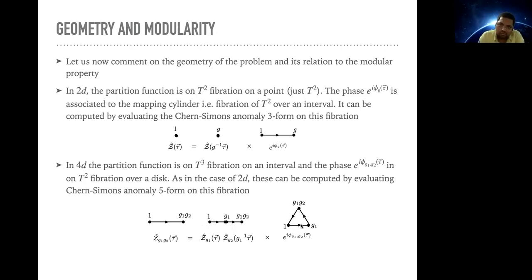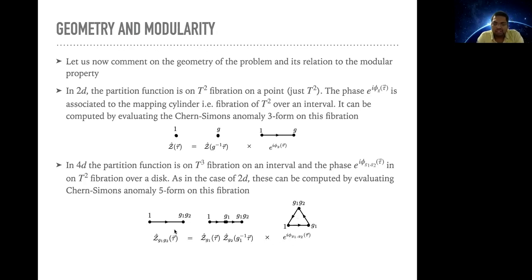Now, because this is a torus at G1 inverse parameters, this is a torus at G1, G2 inverse parameters. So this diagram tells you, in fact, group cohomologically, that this describes precisely the T3 fibration over a disk. And that's a five-manifold, and you compute the anomaly Chern-Simons five-form, and that's your phase, this guy here. Okay, and this is how you get the cocycle condition that I talked about.